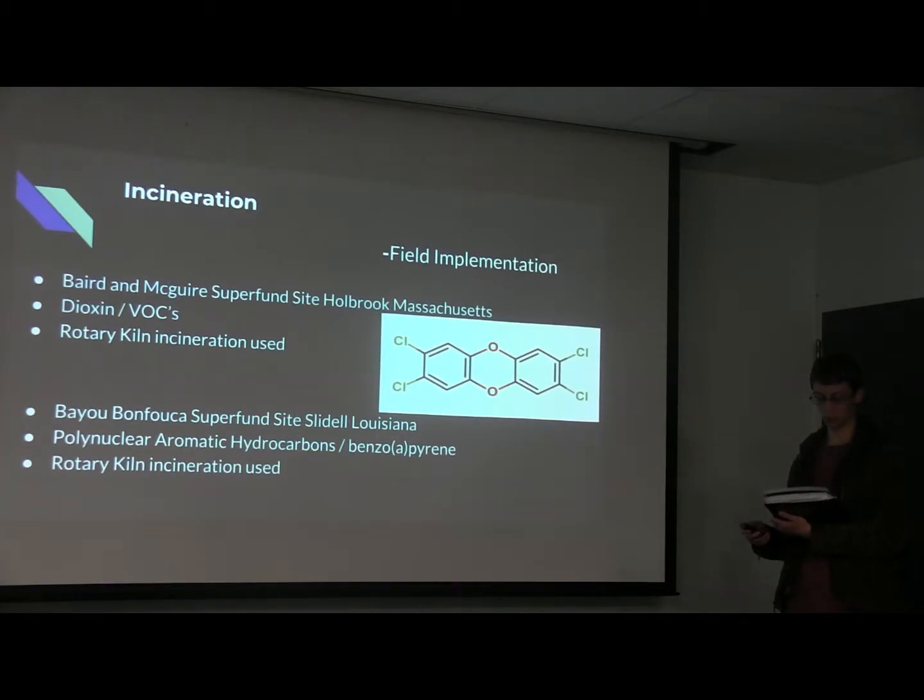Another in-field example was at the Barrow Bonfuca Superfund site in Slidell, Louisiana from 1993 to 1995. Incineration was used to address polynuclear aromatic hydrocarbons and benzoapyrene. The form of incineration used was again a rotary kiln.